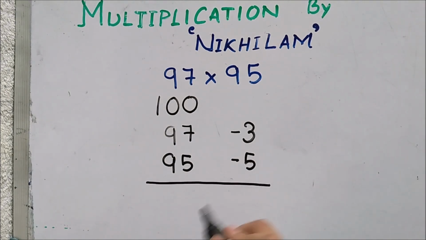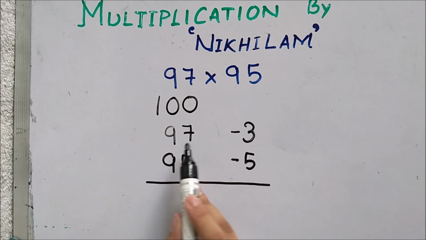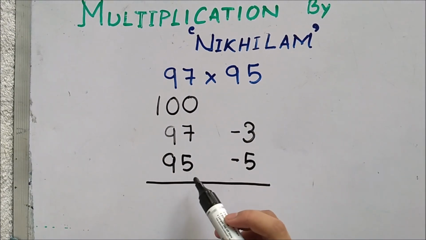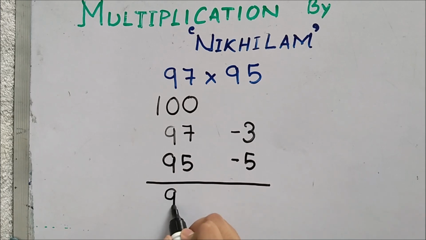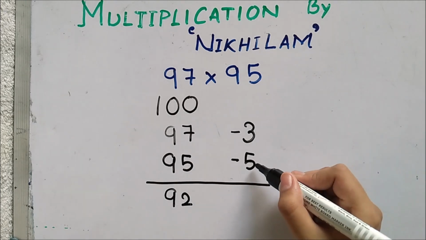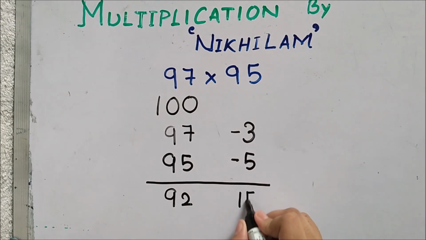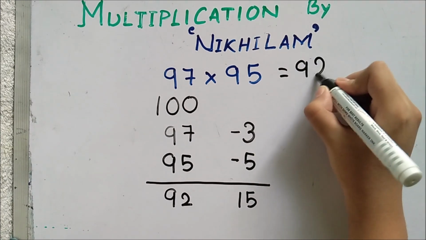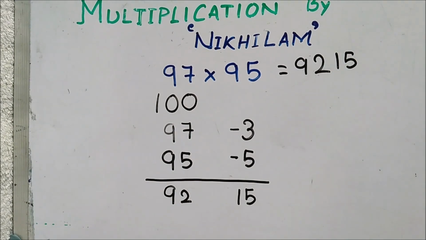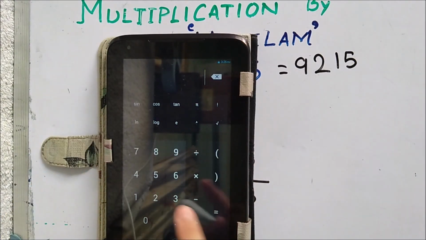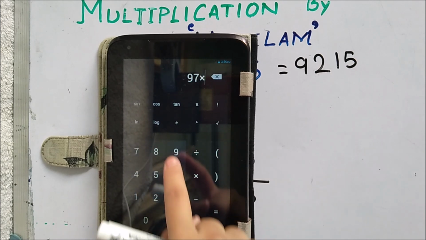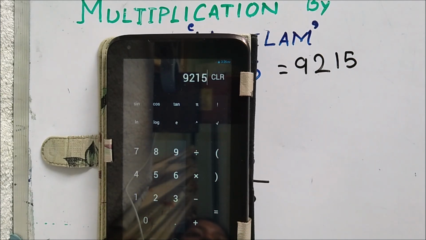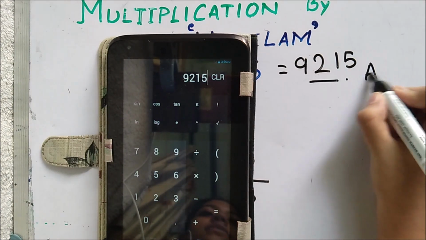Our third step will be, we will subtract minus 5 from 97 or minus 3 from 95, for which both the answers are 92. And we will multiply 5 into 3, that is 15. Negative negative becomes positive, hence it will be plus 15, and our answer is 9215. We will check whether our answer is correct or not. 97 into 95 is equal to 9215, hence our answer is correct.